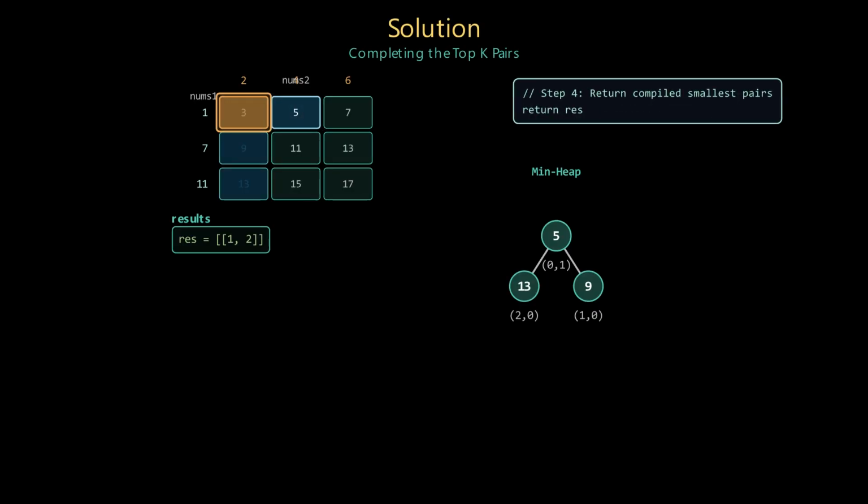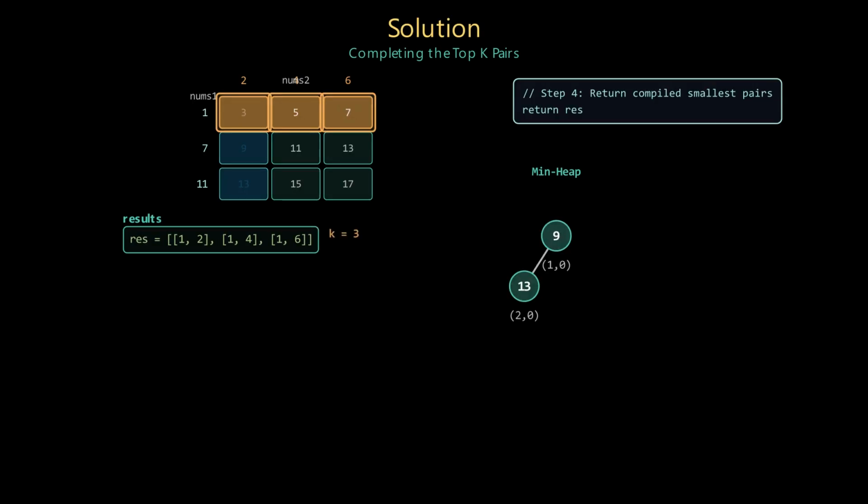We repeat this precise pop and advance sequence until we have successfully harvested our k smallest pairs or entirely exhausted our matrix options. Because the min heap continuously forces the next globally minimal candidate to the surface, we confidently return our result array, completely bypassing the need to ever evaluate the massive values hidden deeper in the grid.